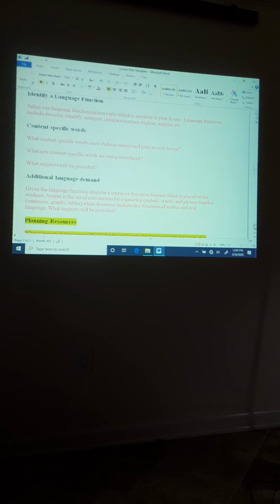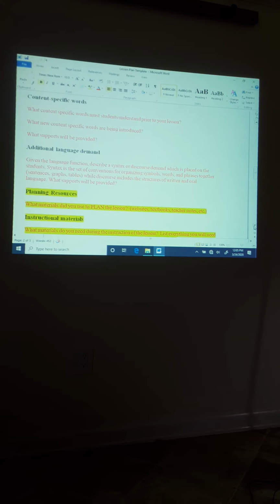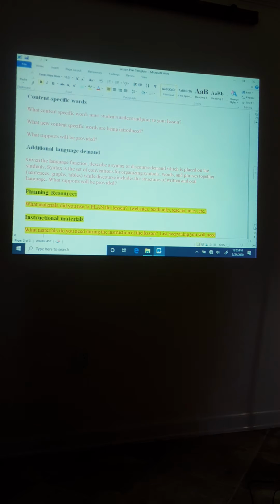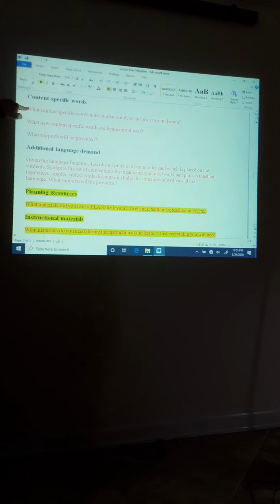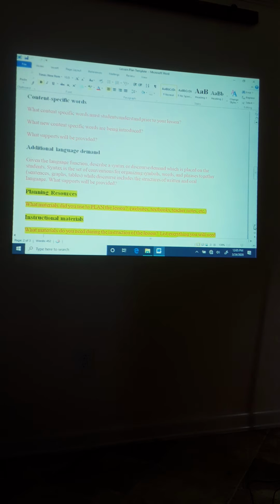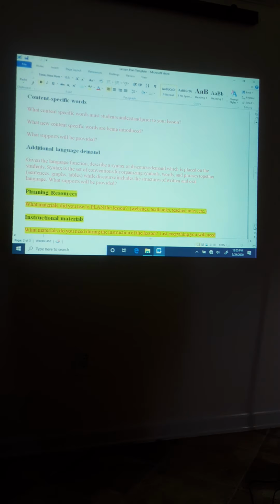The content-specific words. What content-specific words from your lesson do students need to understand prior to your lesson? What do they need to know before they do the lesson? What new words are you going to be introducing? This is all to do with vocabulary. What supports will be provided? How are you going to know that they already know those words? And what are you going to do to ensure their vocabulary learning during your lesson?